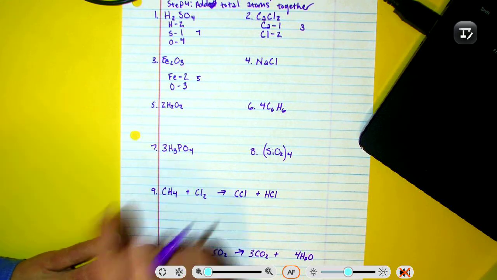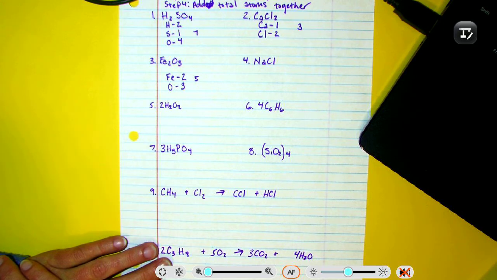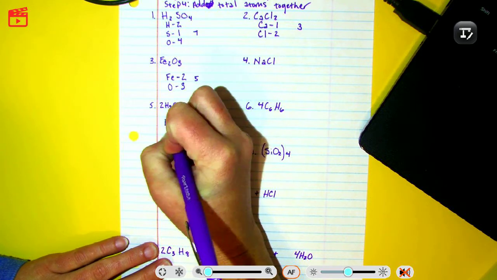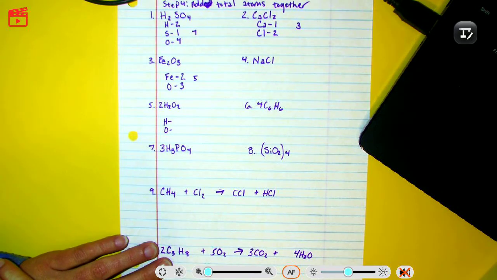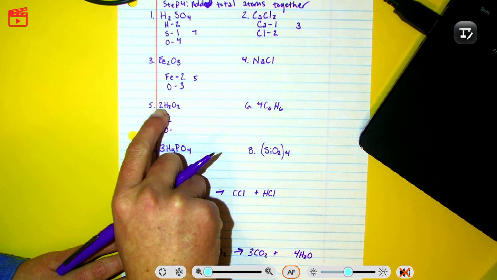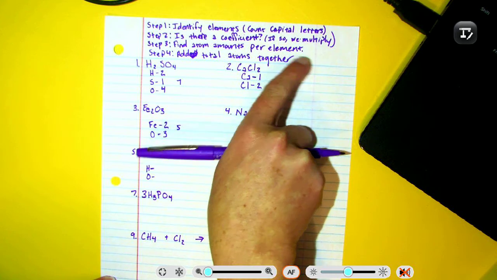All right, so down on number 5 now. What's our first step? We identify the elements, right? How do we identify the elements? We look for capital letters. So what are my capital letters here? I have an H, which is hydrogen, and then I also have an O, that's for oxygen. Do I have a coefficient? Remember, a coefficient is the big number out front. So do I have a coefficient in this one? Yes, I do. What is my coefficient? The big number out front. It is a 2. So what do we do with the coefficient? We multiply it with the subscript.